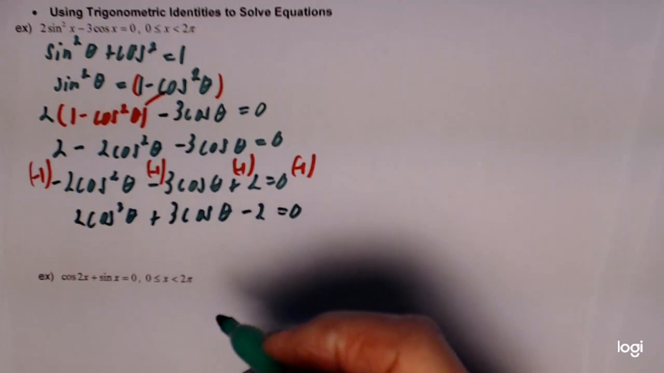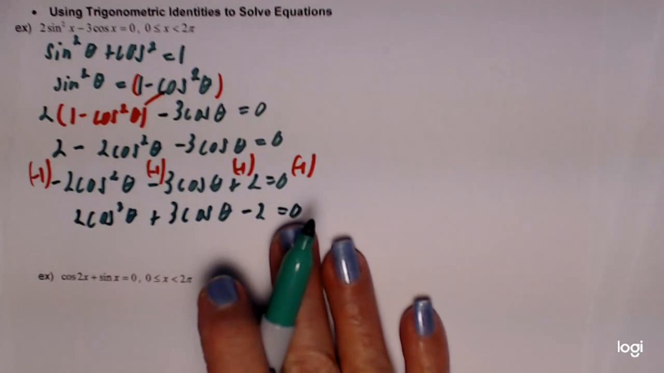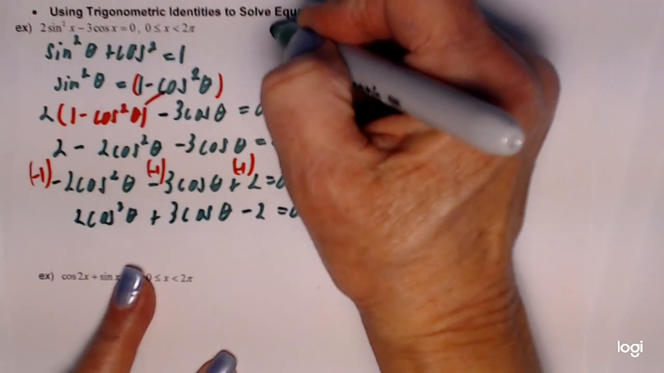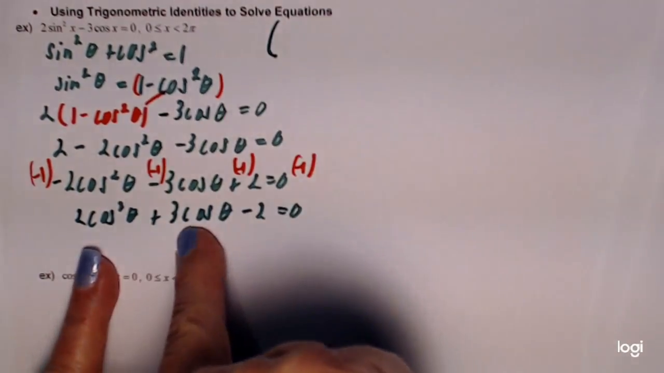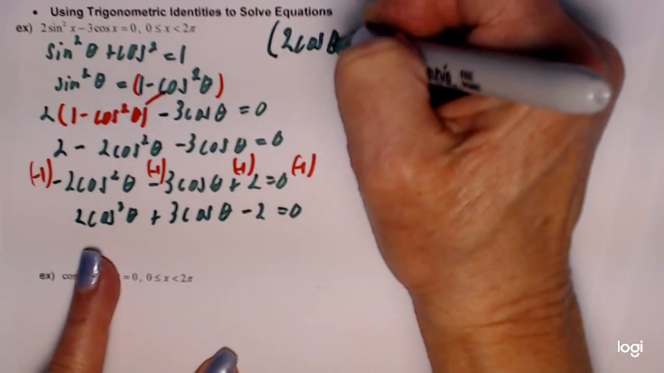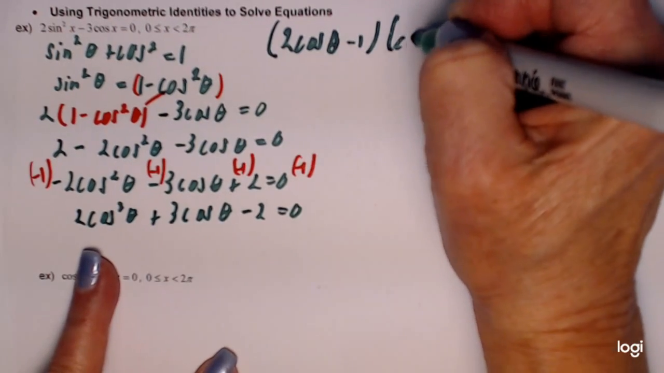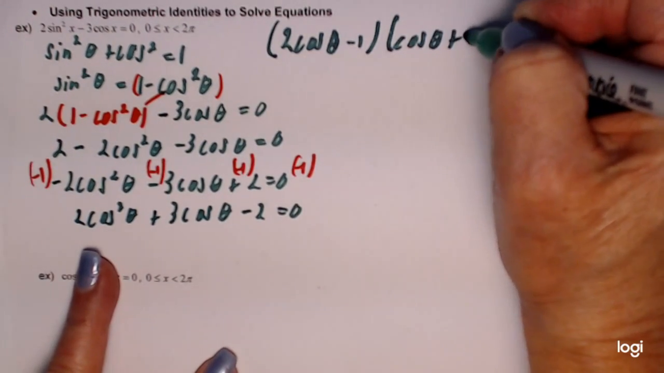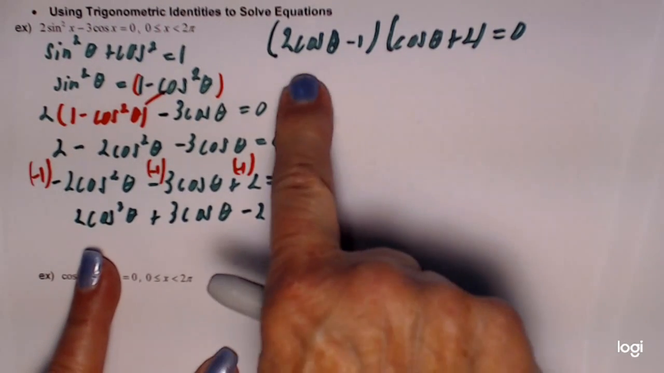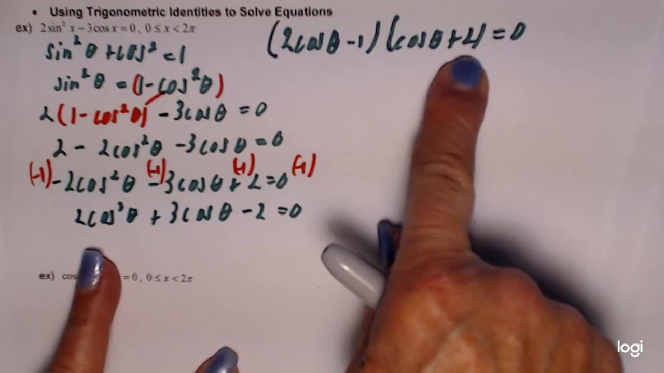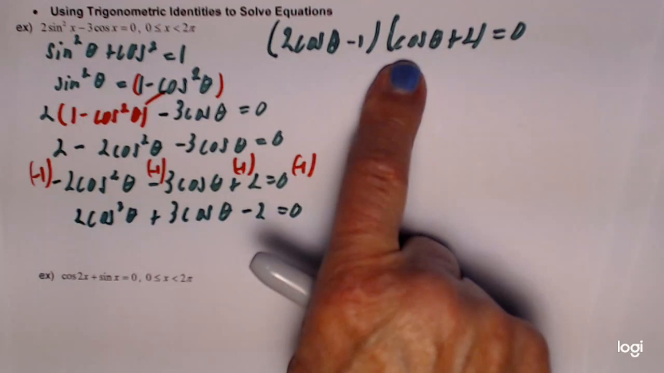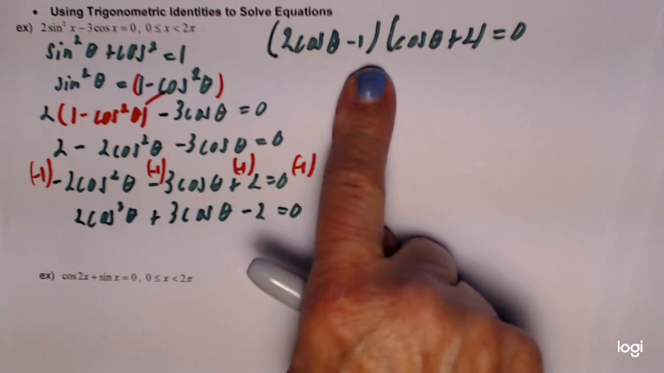Pretty straightforward. So I'm not going to do a U substitution here. Let me come up here to factor it. So I'm going to have 2 cosine theta minus 1 times cosine theta plus 2 is equal to 0. So factor this, and it factors like that. If you want to do the U substitution to help you factoring, by all means, go ahead and do that. I've skipped that for this video.